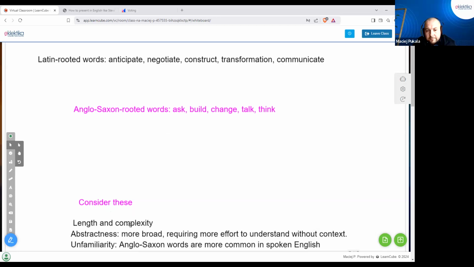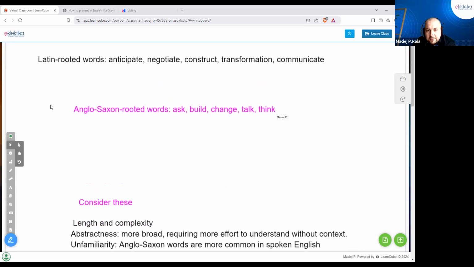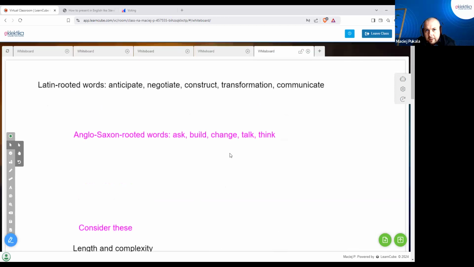And usually they're more abstract. It's because they're more broad, and it takes more effort to understand them without any context. But everyone knows what the word think means or ask in English, right? The other aspect is that they're just less familiar, even for a native speaker, because these are the ones that are more common in spoken English. You do not want to sound like you are reading something which does not sound natural. You're using unnatural words. That is something that will make the presentation, in my opinion, quite terrible.